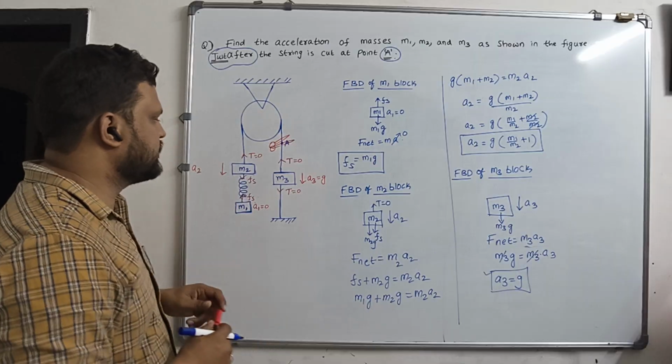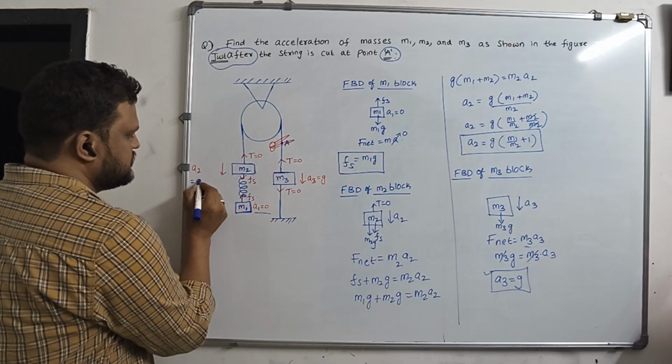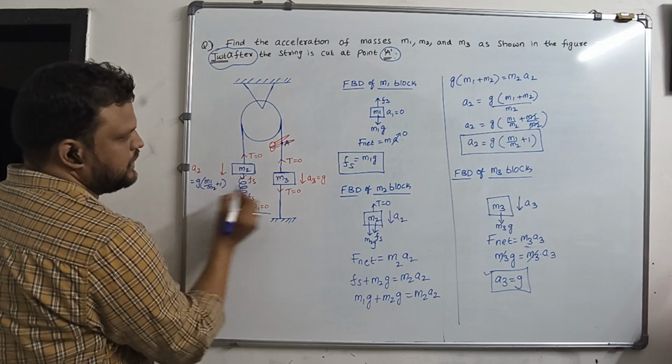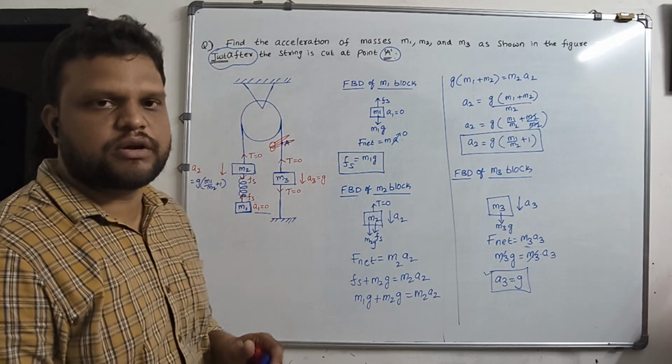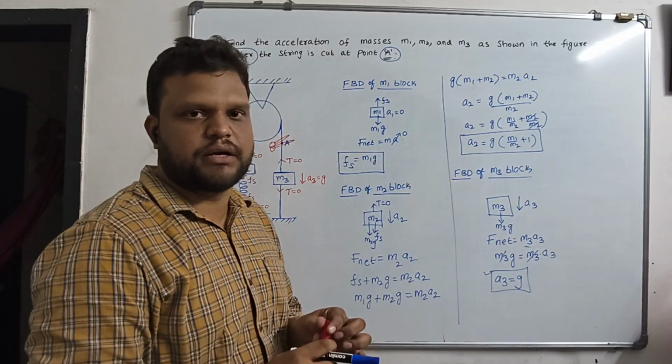So from this entire solution, we can identify that just after the string is cut at A, the acceleration A1 is 0, A2 is g times (M1 by M2 plus 1), and A3 is nothing but g. I hope you understand. If you still need any clarification, please comment. Thank you.